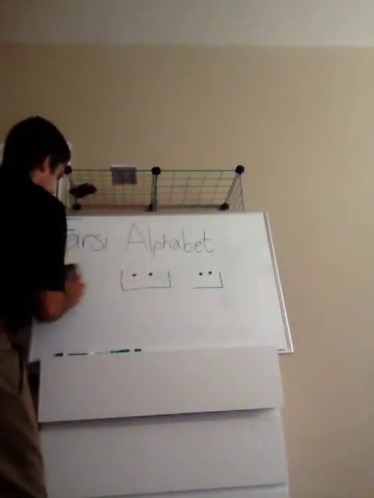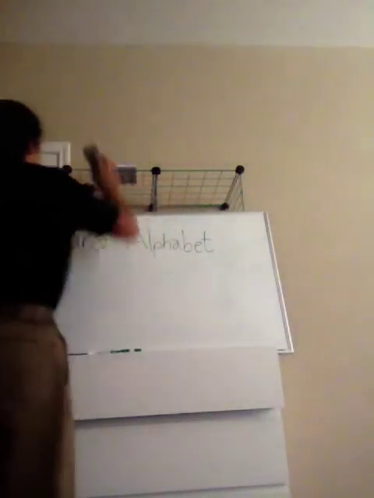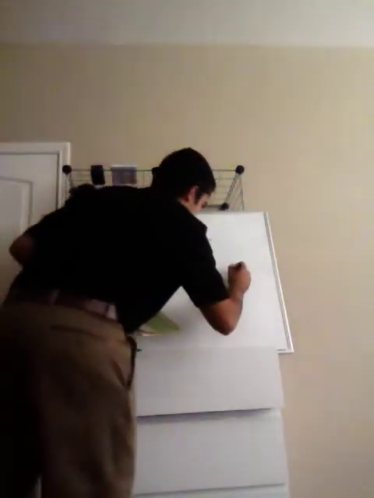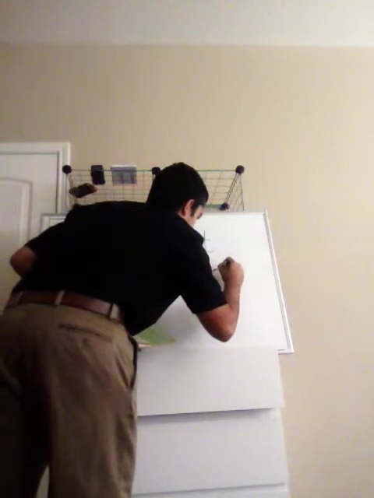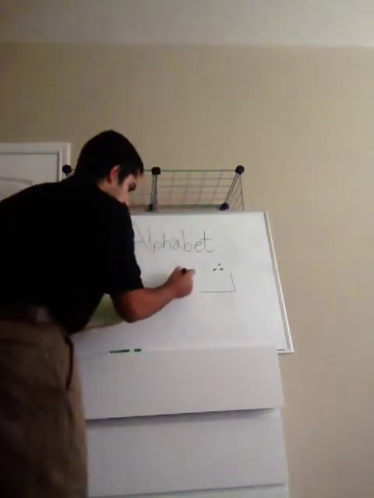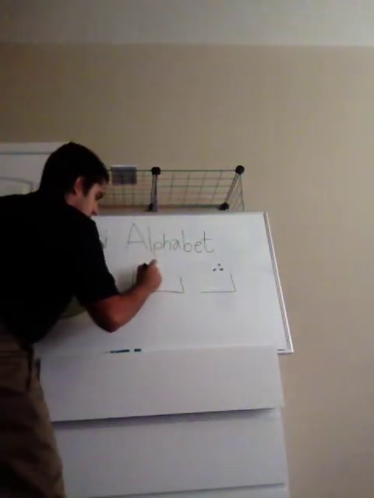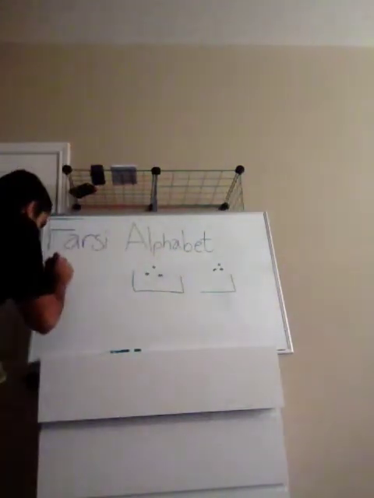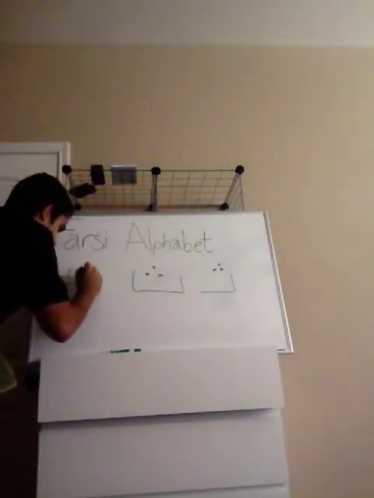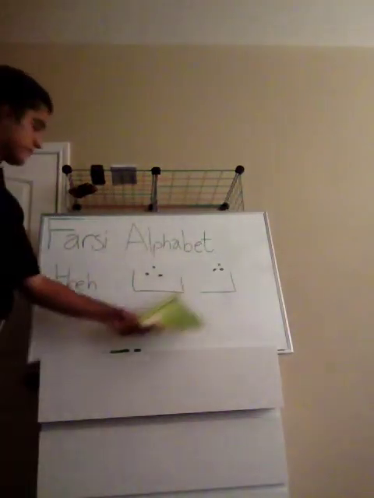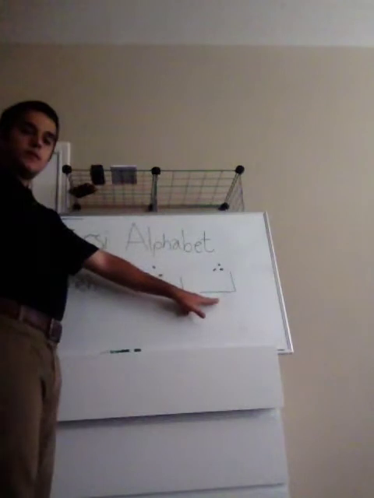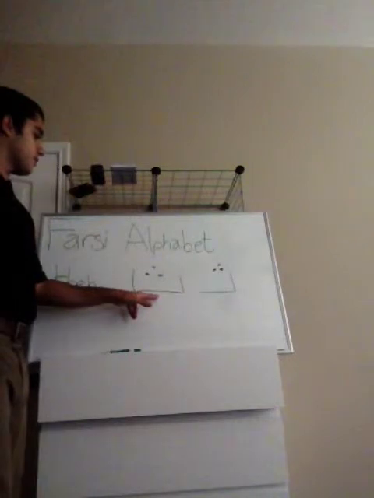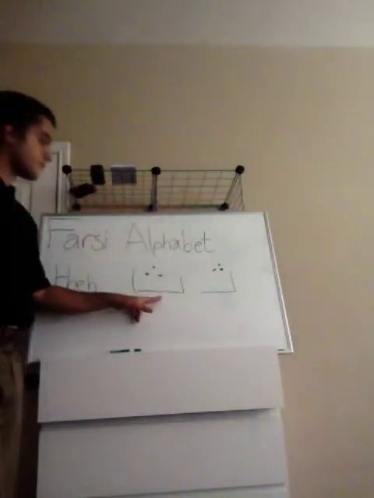Next letter is Theh. It looks like this, with 3 dots on top. And it sounds like this: Theh. Again, you put this in the beginning of a word, the middle part of the word, and you put this part at the end of the word.